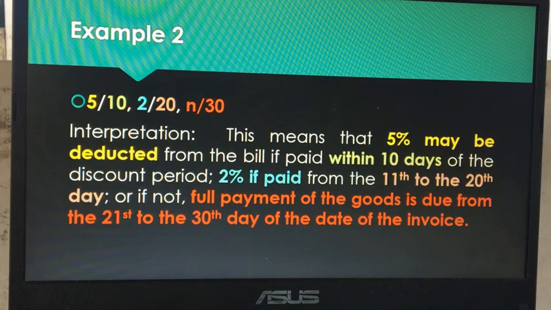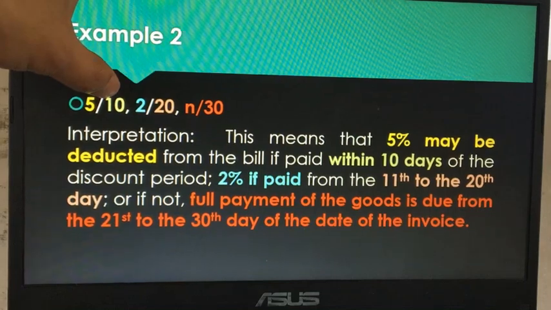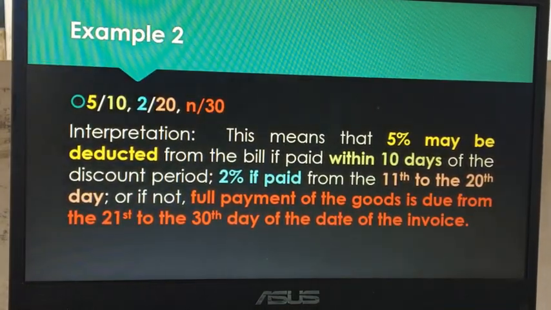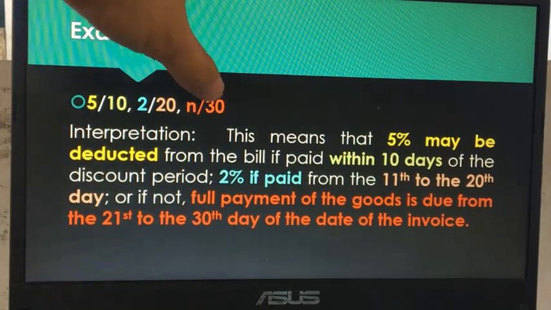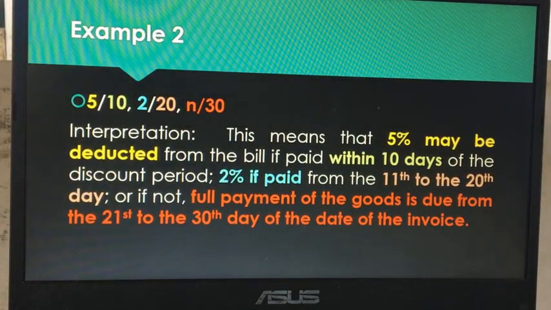Say, for example, my invoice date is written as January 1. The first 10 days is until January 11. The first 20 days is until January 21. And the 30th day is January 31. That's how we interpret everything.